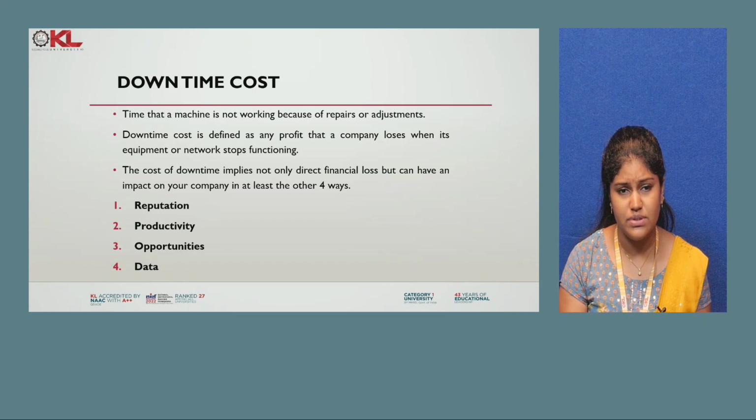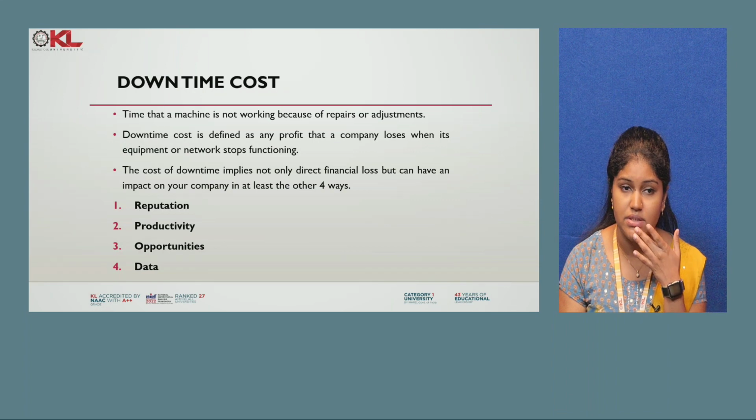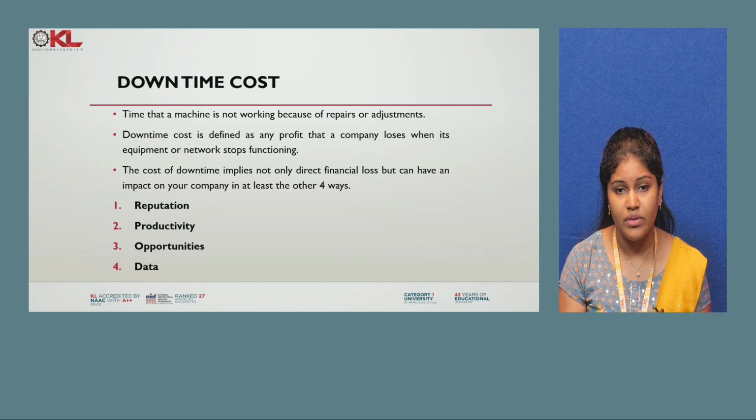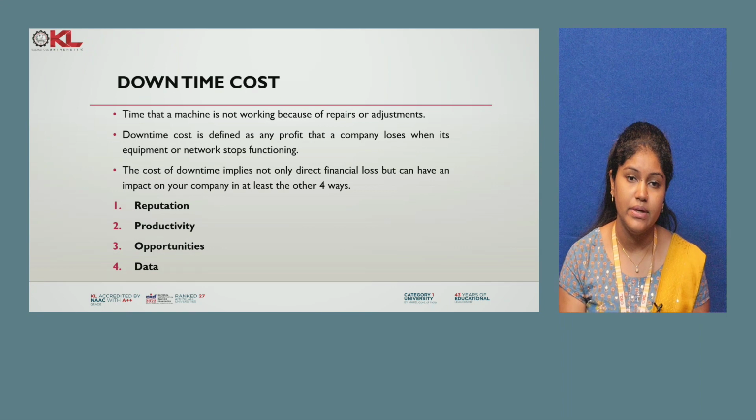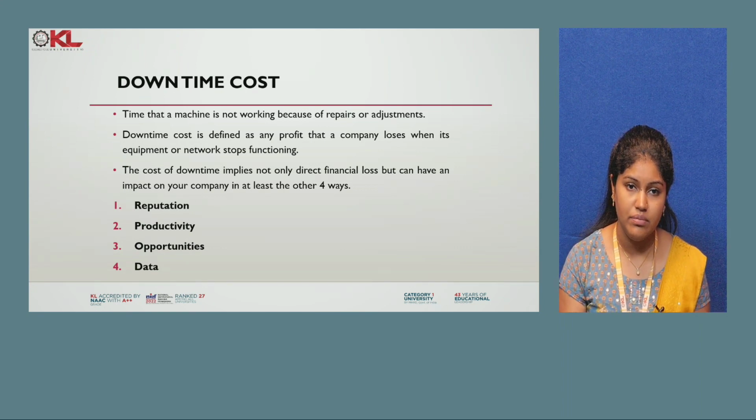The cost of downtime implies not only direct financial loss but can have an impact on your company in at least 4 other ways. So it is not only implying the financial loss, it is also impacting the company in at least other 4 ways. What are the other 4 ways? First is reputation. If we told that we will complete the work in 6 months, but because of the equipment issue we have taken 8 months, then reputation will be gone.